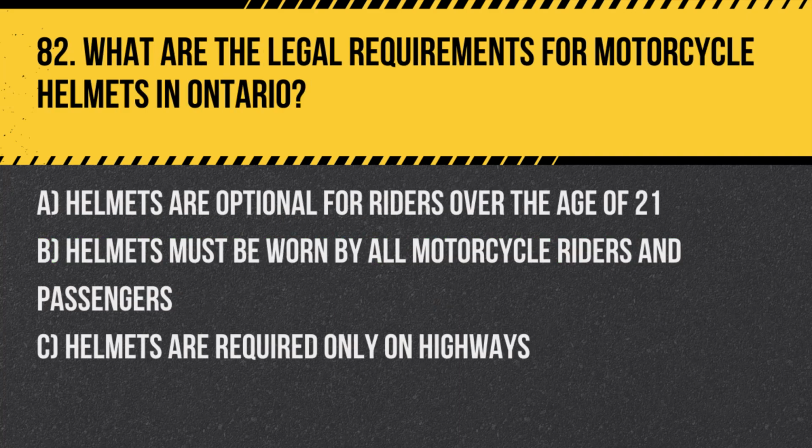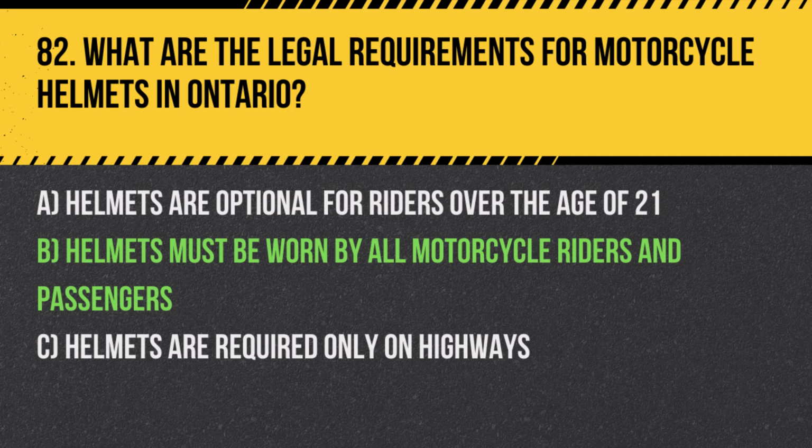Question 82. What are the legal requirements for motorcycle helmets in Ontario? A. Helmets are optional for riders over the age of 21. B. Helmets must be worn by all motorcycle riders and passengers. C. Helmets are required only on highways. Answer. B. Helmets must be worn by all motorcycle riders and passengers.